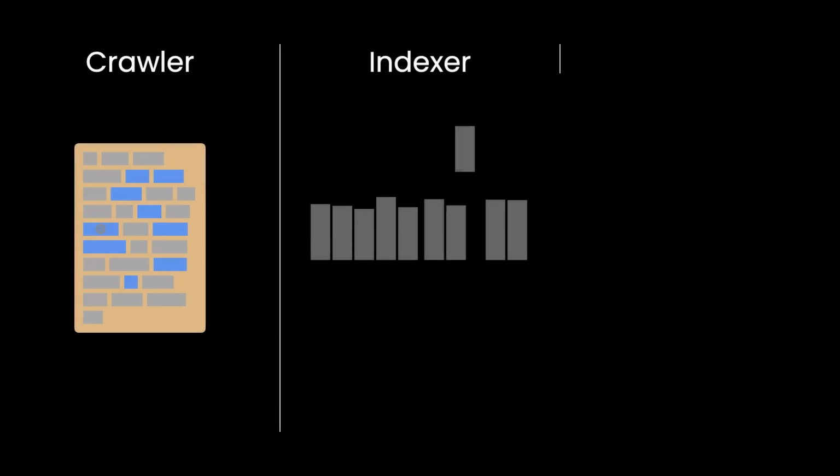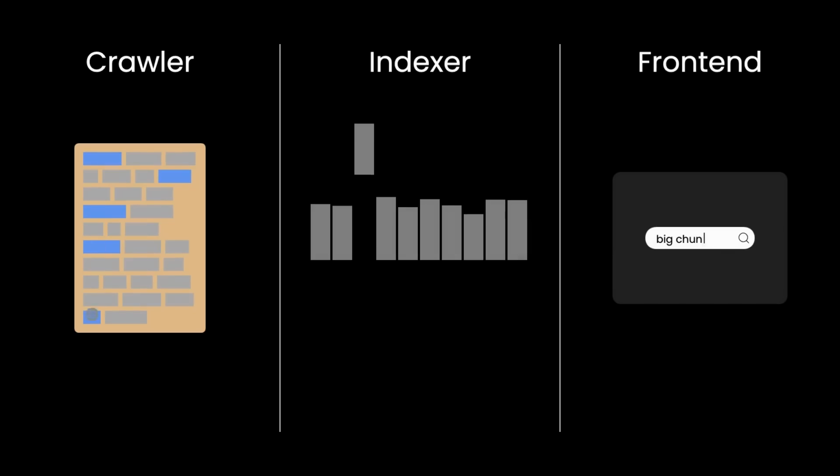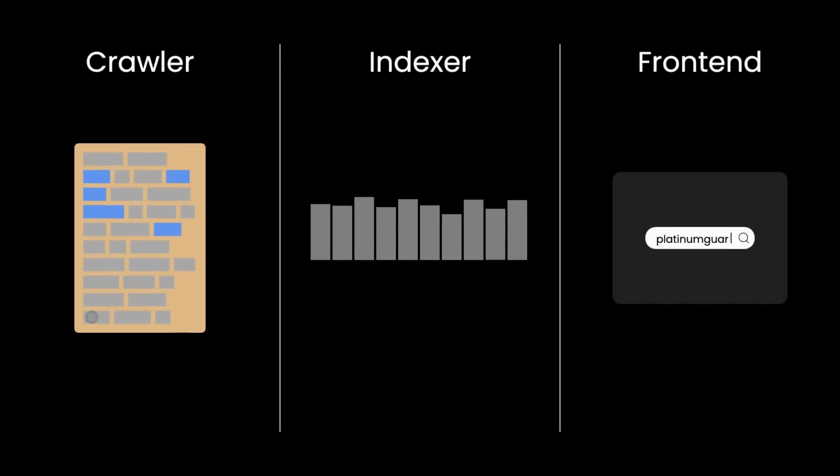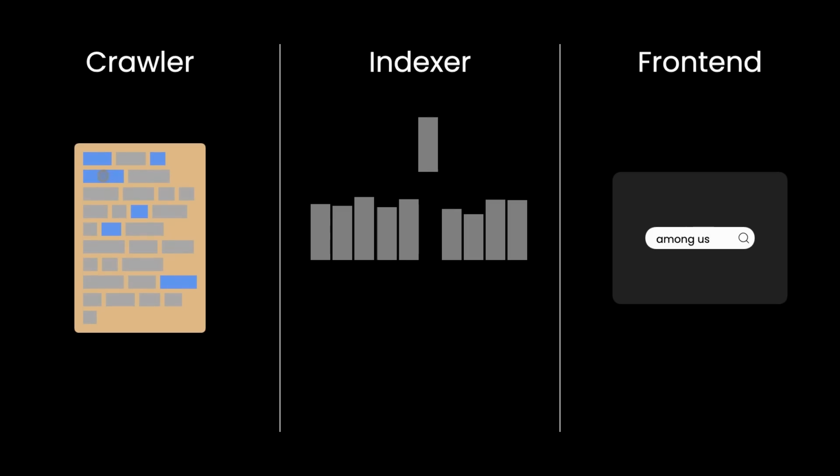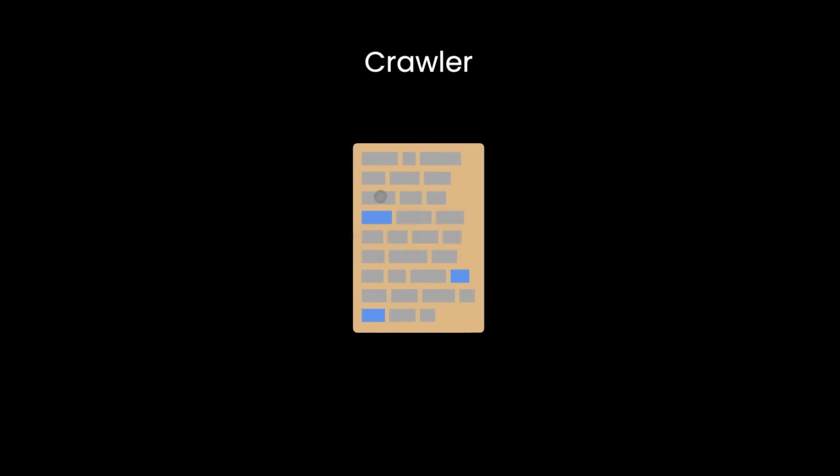So a search engine consists of three parts: the crawler, the indexer, and the front end. The crawler gets the contents of the websites and finds new ones, the indexer then processes all that data, and the front end allows someone to query it. So let's take a closer look at the crawler.